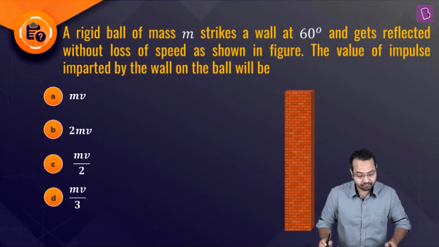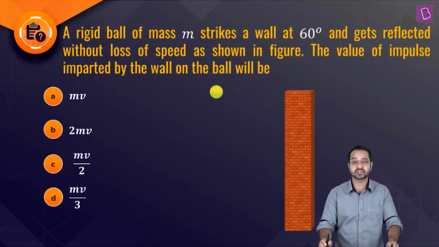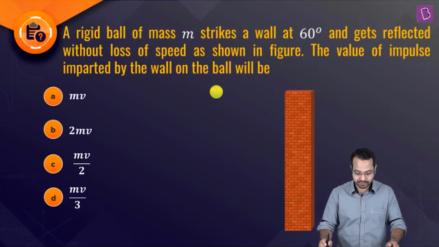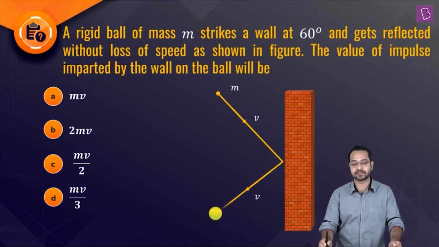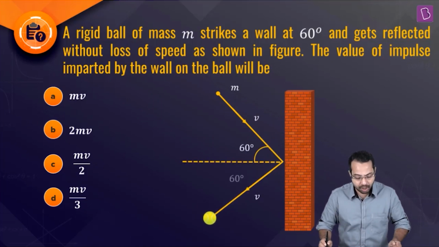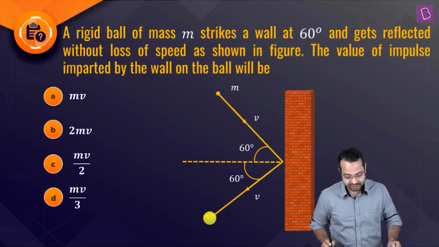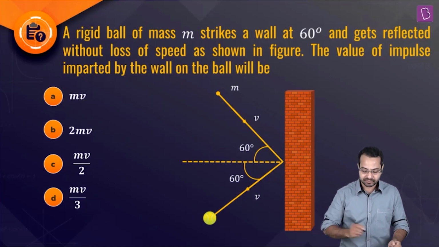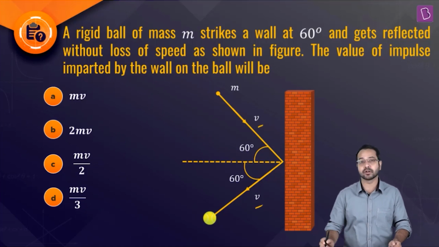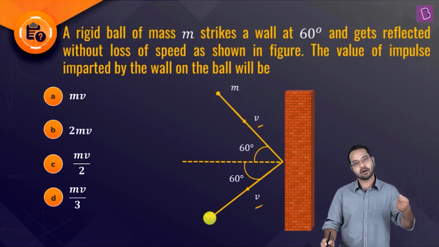The question is, a rigid ball of mass m strikes a wall at 60 degree and gets reflected without loss of speed as shown in the figure. You can see by this animation what is happening. The value of impulse imparted by the wall on the ball will be. This strikes at an angle 60 degree, gets reflected at an angle 60 degree, and without loss of any speed. So if the speed here is v, the speed here is also going to be v. We need to find out the impulse by the wall on the ball.